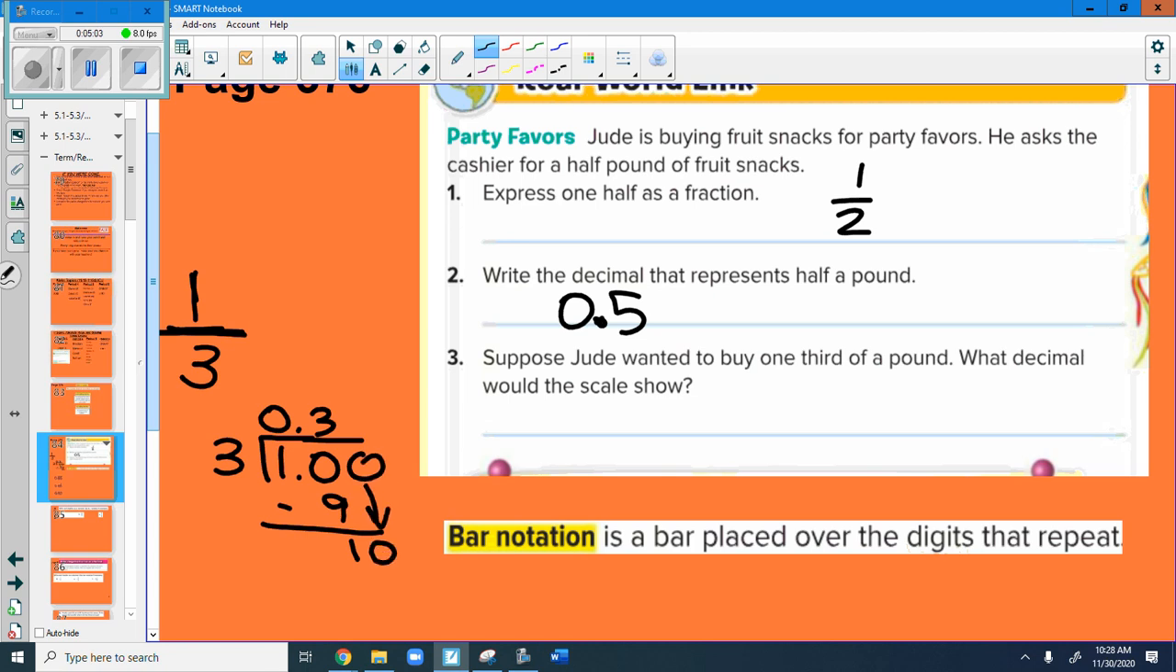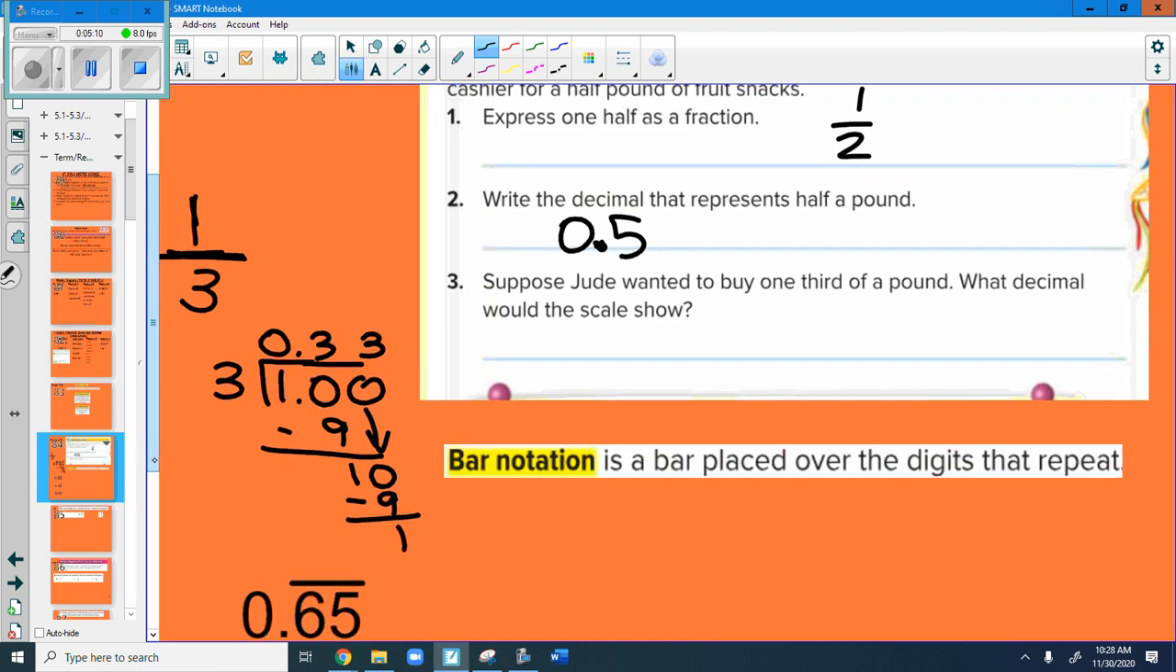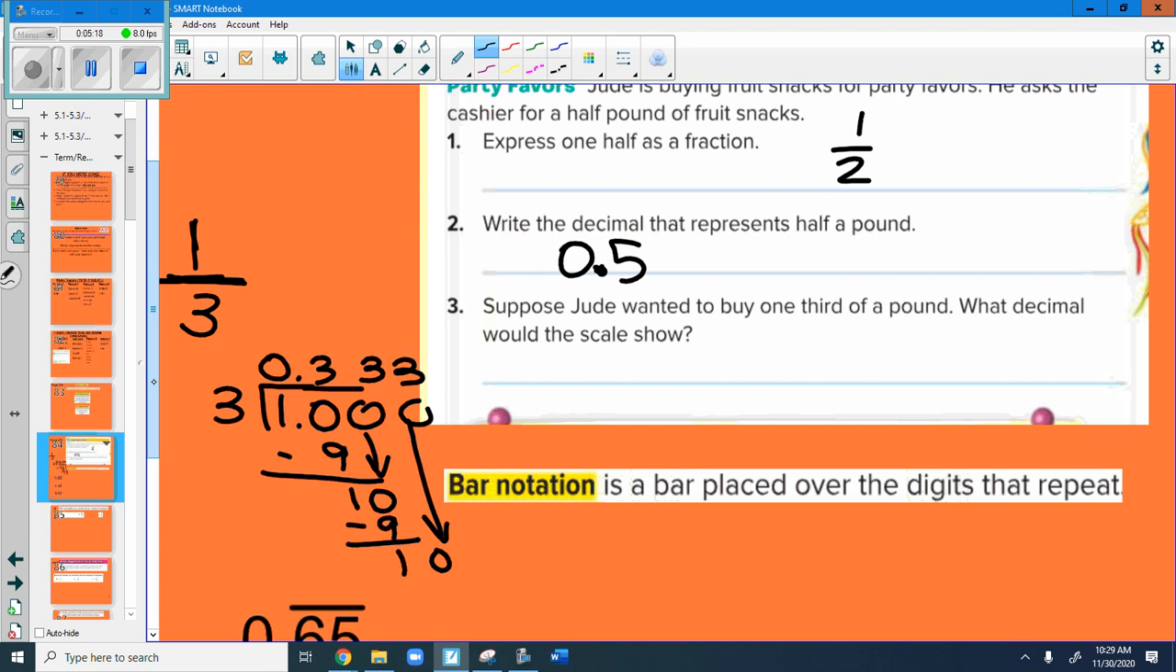Bring down, 3 into 10. 3 times 3 is 9. Subtract and you get 1. 3 into 10 again. 3 times. Do you notice what's happening? Yes, this is repeating. The 3 is repeating. So this is technically what the scale showed, or would show. And if you type this in on a calculator, it would show that same thing.